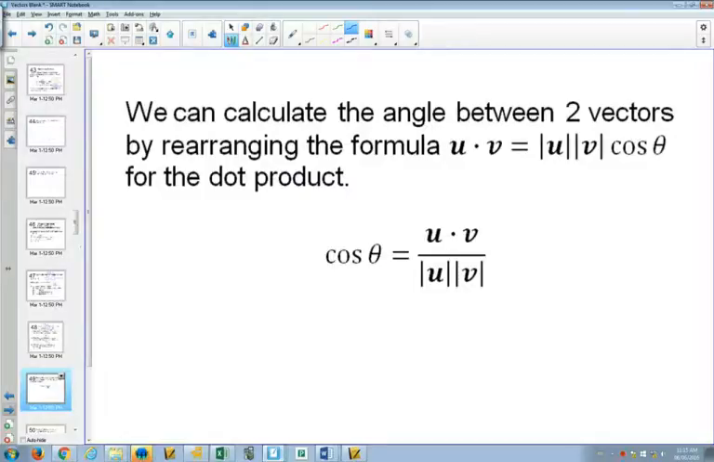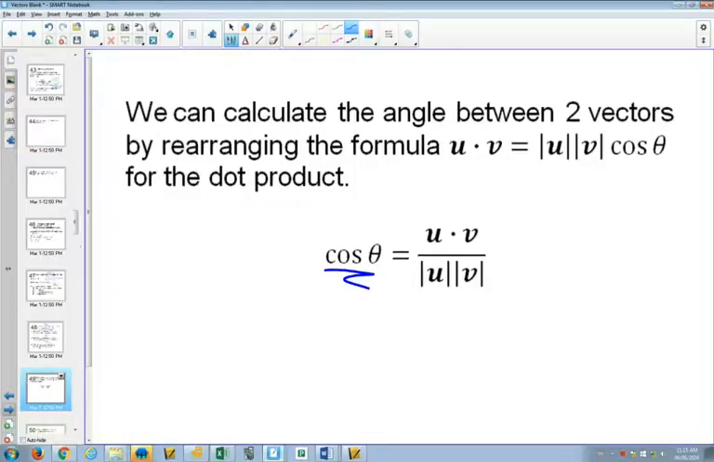And probably the thing that we do most often with this formula is we rearrange it to get cos theta by itself, and now you can find the angle between any two vectors by just finding the dot product and dividing by the length of each vector.